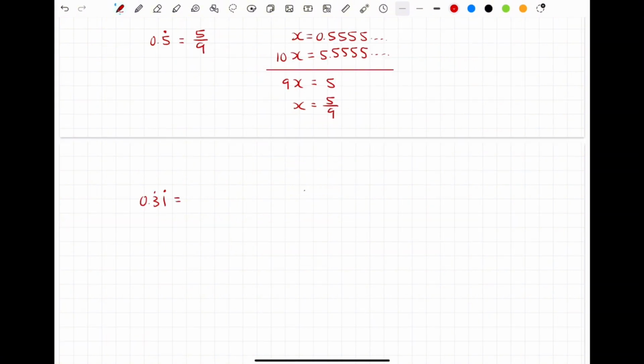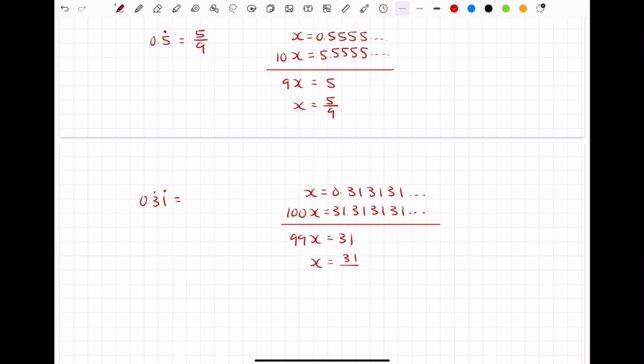Similarly, if I have 0.31 recurring, I can let x be 0.313131 recurring. 100x is 31.313131. So 99x is 31, x is 31 over 99.